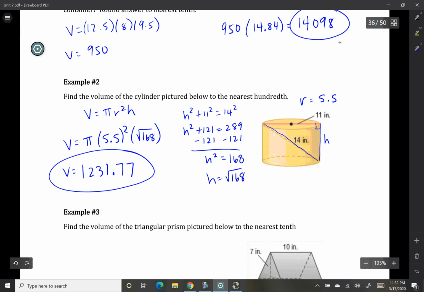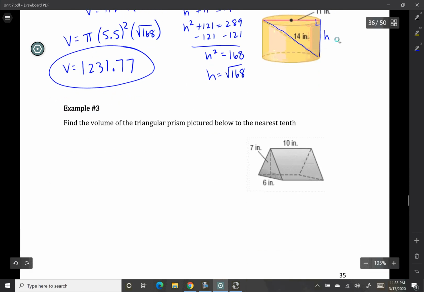If you don't have a calculator, remember you could always go to Desmos and they have a calculator right there for you. Okay, let's go on to another one. So here we want to find the volume of a triangular prism. Now if you look, there's no formula on the reference sheet that says triangular prism, but there is one that says regular prism. So when we find a volume of a regular prism, we're going to find the area of the base and multiply it by the height. Now we have to identify what the base is in this case.